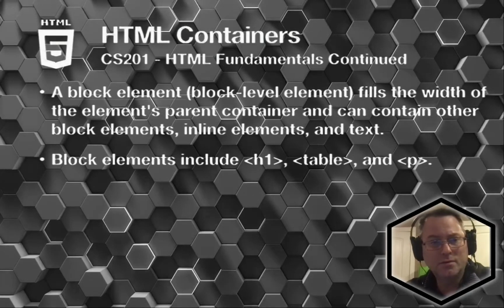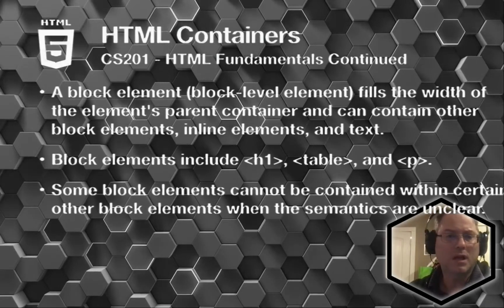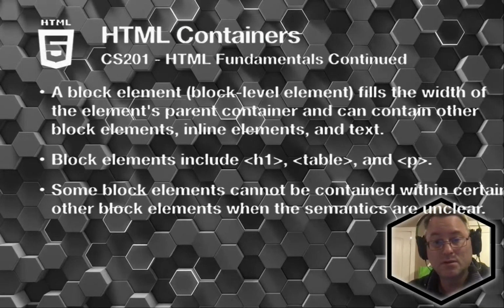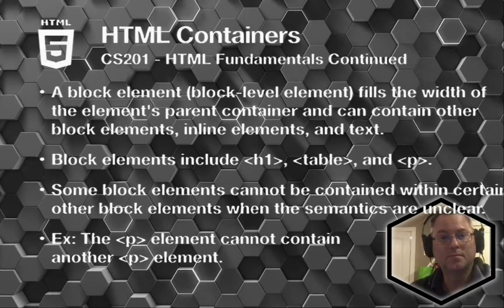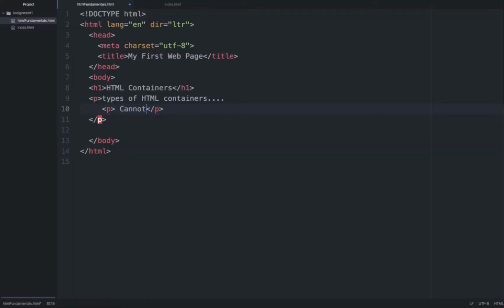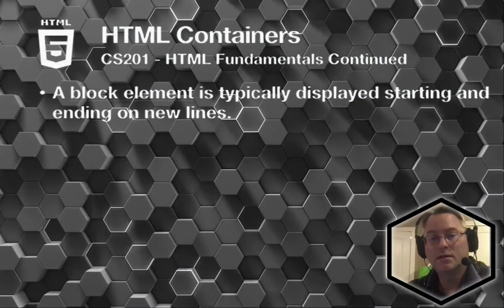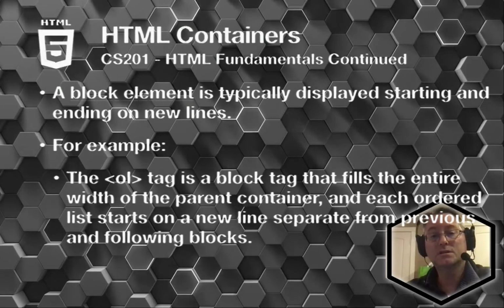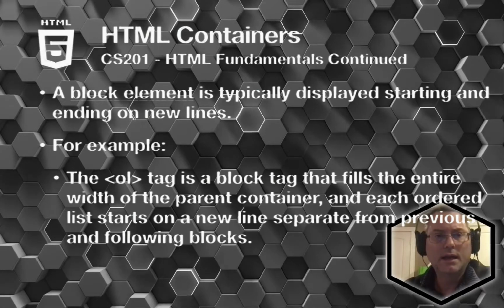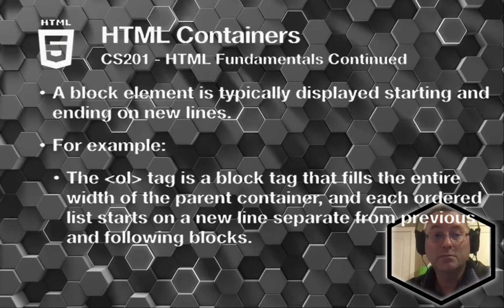Block elements include tags like the H1, the table, and the paragraph tag. Some block elements cannot be contained within certain other block elements when the semantics are unclear. For example, the paragraph element cannot contain other paragraph elements. Please remember that. A block element is typically displayed starting and ending on new lines. For example, the OL tag is a block tag that fills the entire width of the parent container, and each ordered list starts on a new line separate from the previous and following blocks.